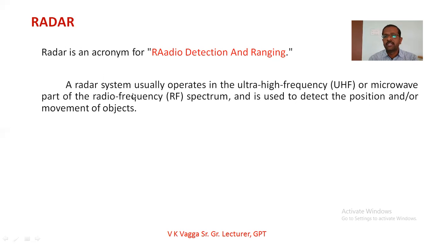Understood the definition? The radar operates under the ultra high frequency, which is part of the microwave. It operates in the radio frequency spectrum, and it is used to detect the actual position and also the actual movement of the object. That itself is called radar.